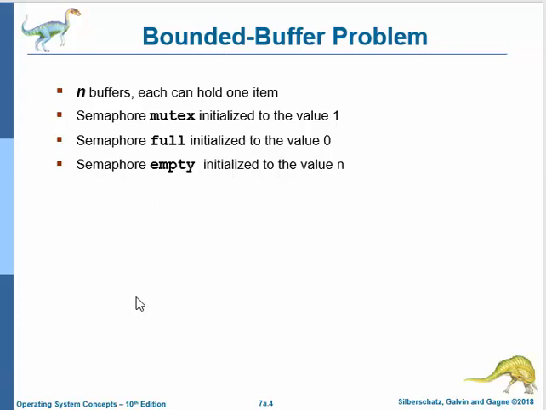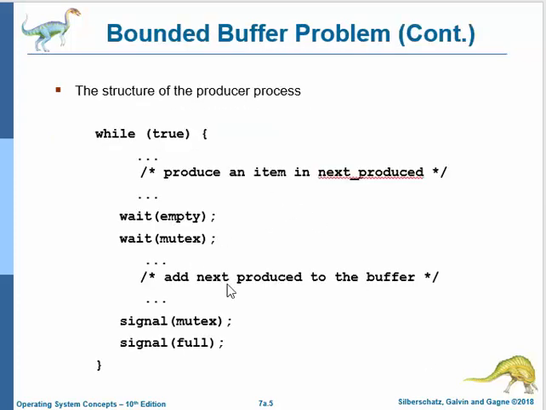So we assume that the pool consists of n buffers, each capable of holding one item. The mutex binary semaphore provides mutual exclusion for accesses to the buffer pool and is initialized to the value of 1. The empty and full semaphores count the number of empty and full buffers. The semaphore empty is initialized to the value of n, and the semaphore full is initialized to the value of 0.